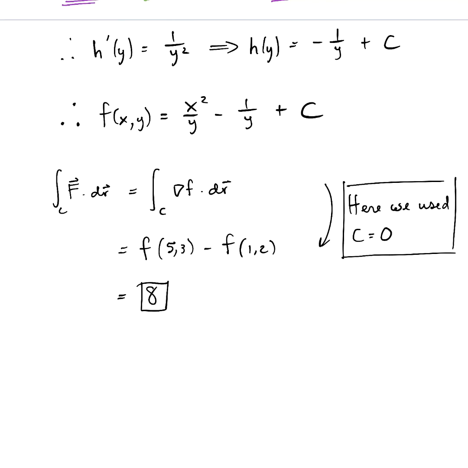Okay, that's it for 16.3. You have the tools now. You know what it means for a vector field to be conservative, and you know the implications that has on computation of line integrals.